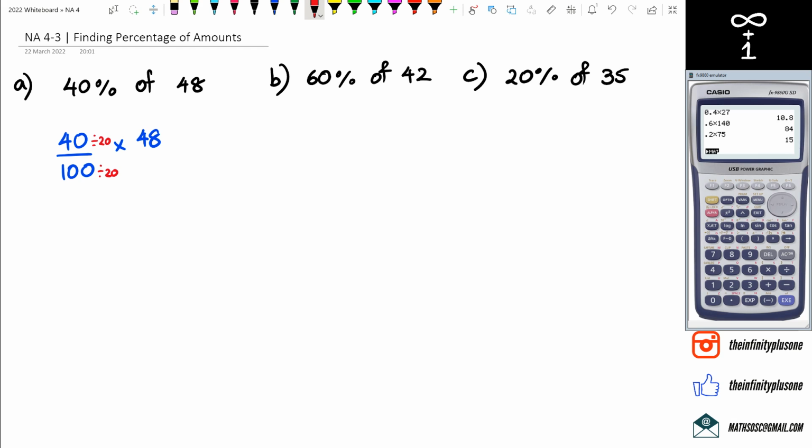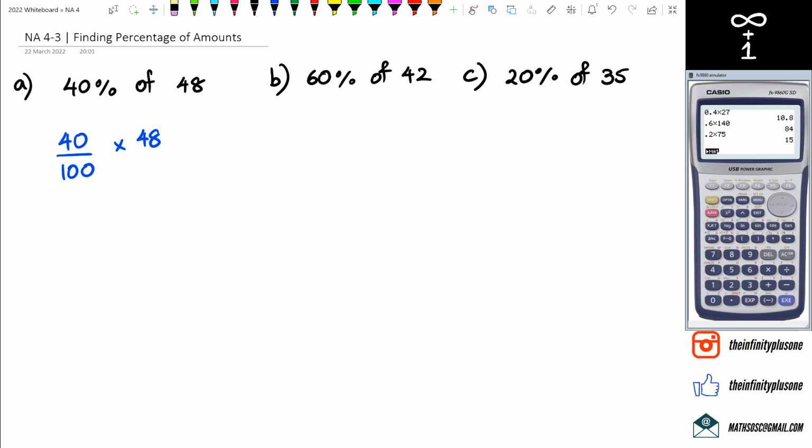So I could actually do 40 divided by 20, which is going to give me 2, and then 100 divided by 20, which is actually going to give me 5. Now, that's going to kind of complicate things for us, all right? And I'll show you why, because the best way is keeping it as 10 in the denominator. That would really help. And if you can't keep it as 10, then leave it as 100. All right, so how do we do this as 10?